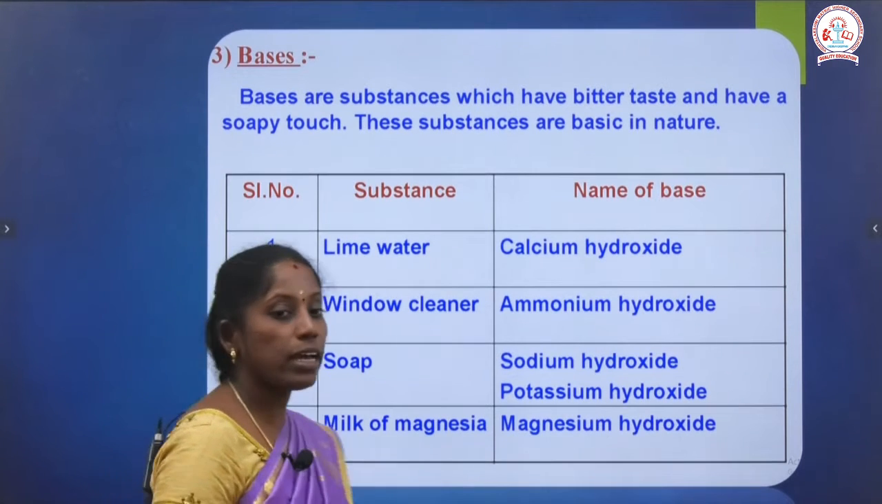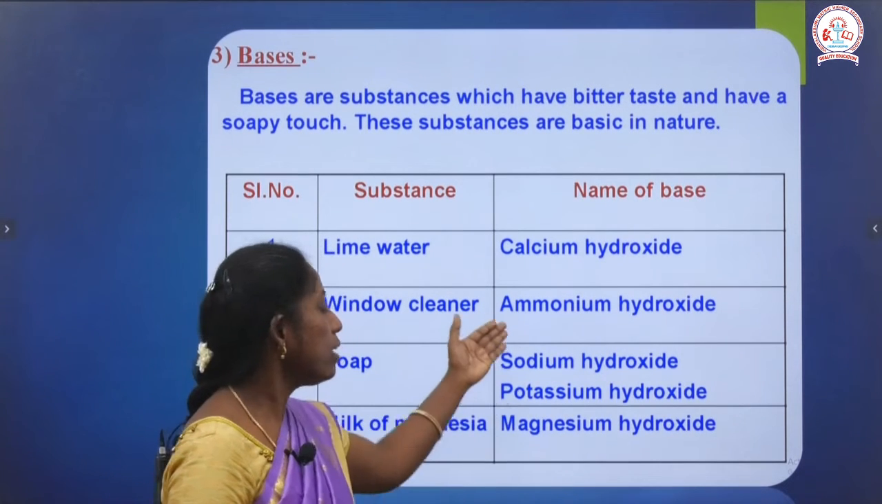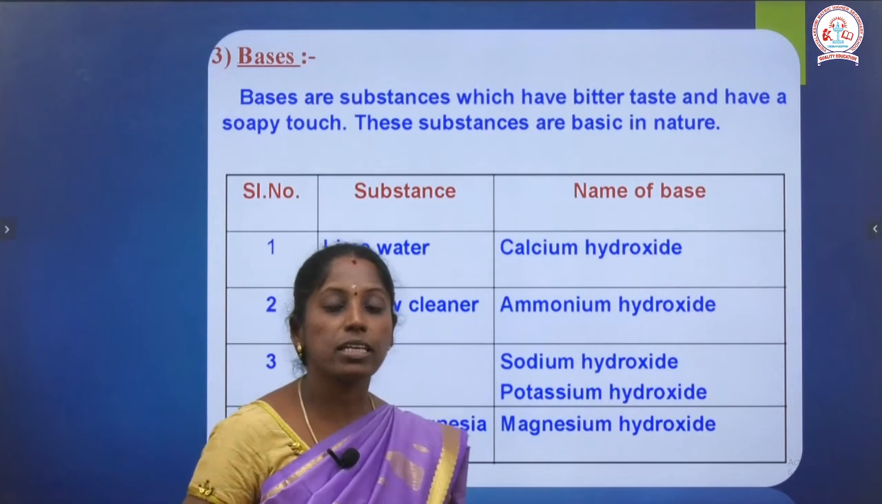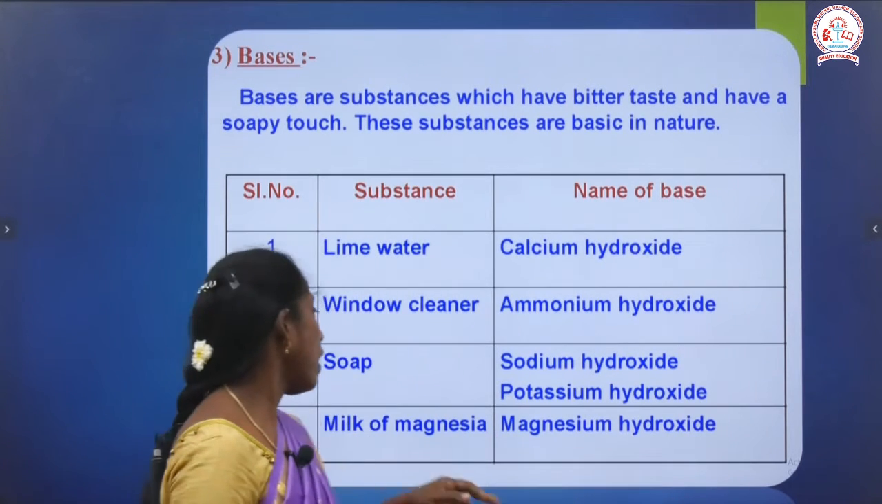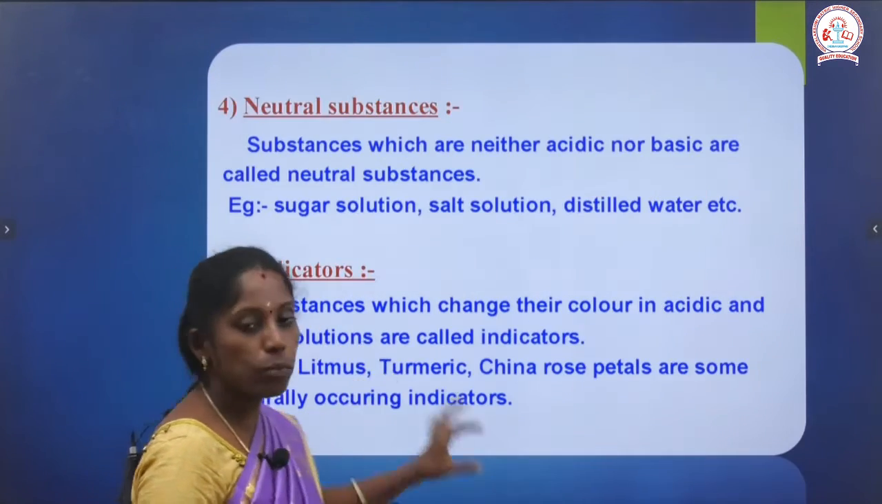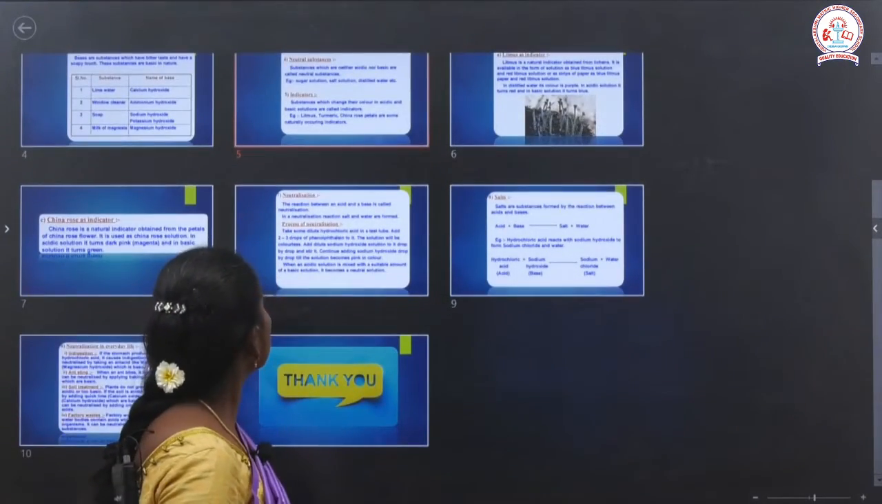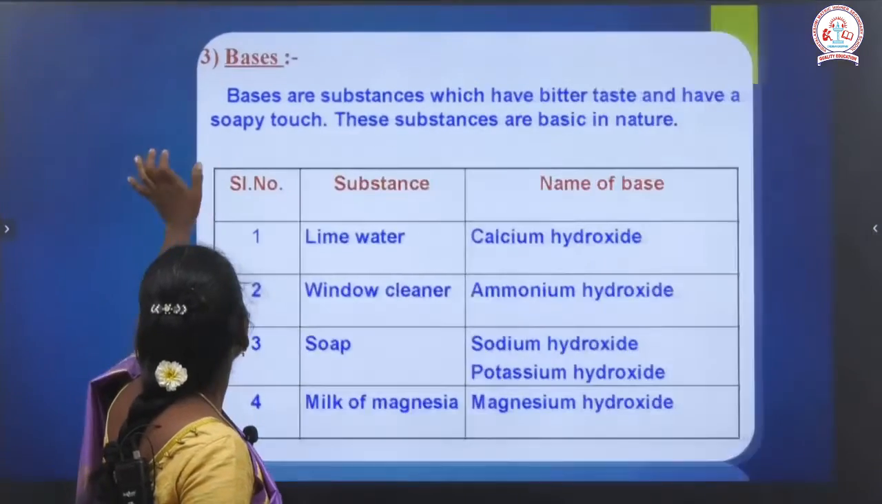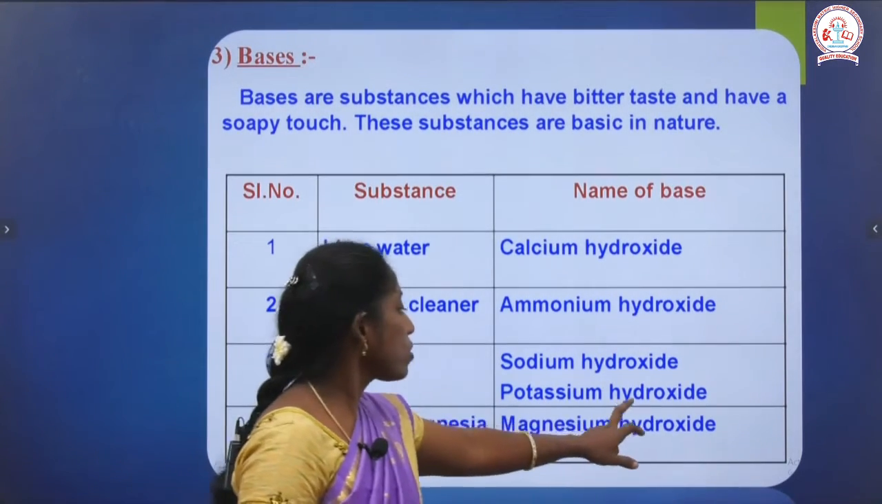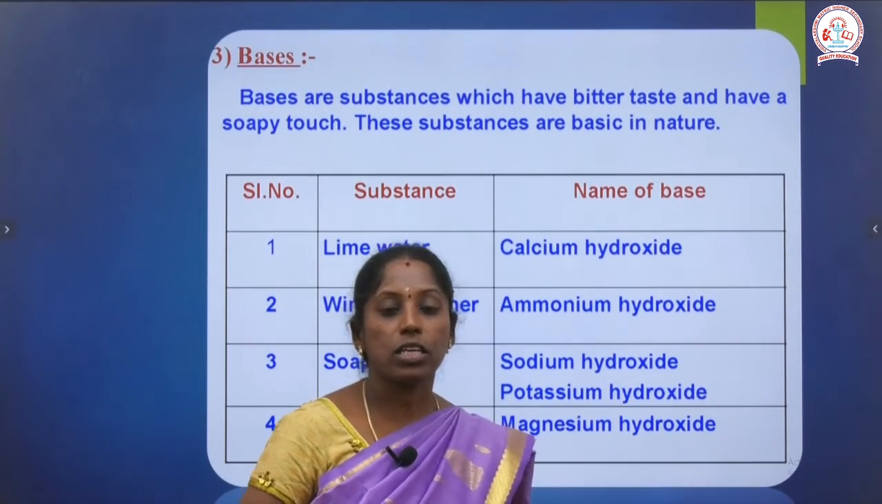Then window cleaner, Colin, that contains ammonium hydroxide. What is the base contained in window cleaner? Ammonium hydroxide. Then we are using soap, no? So that can contain sodium hydroxide and potassium hydroxide, two kinds of bases.